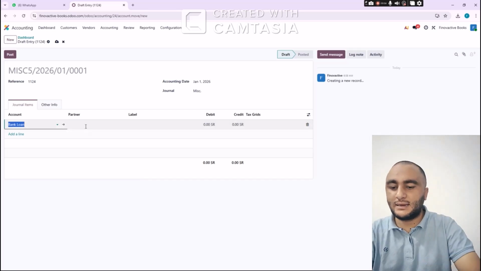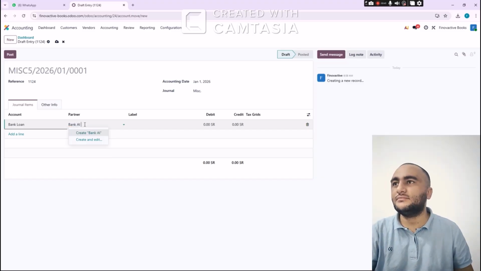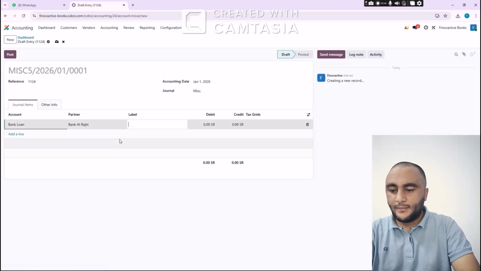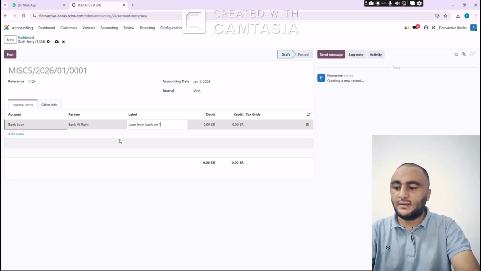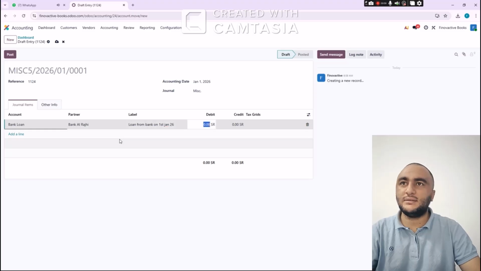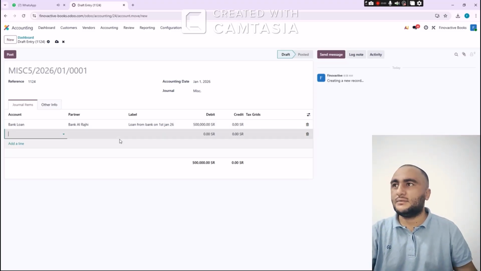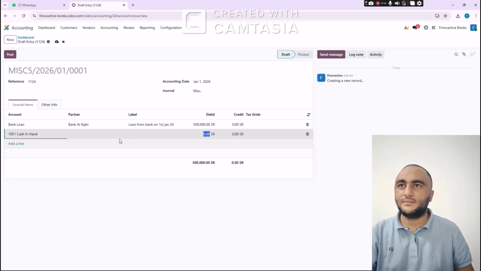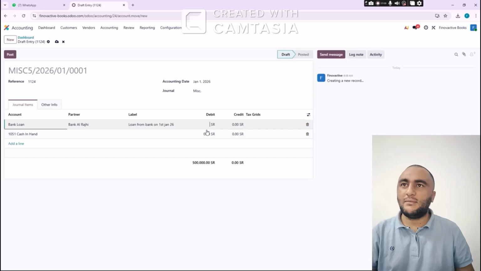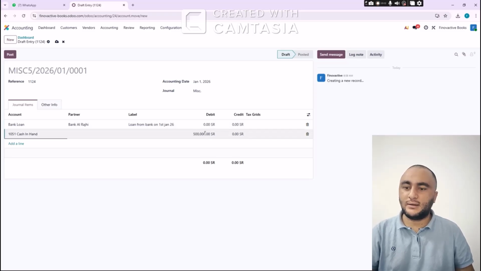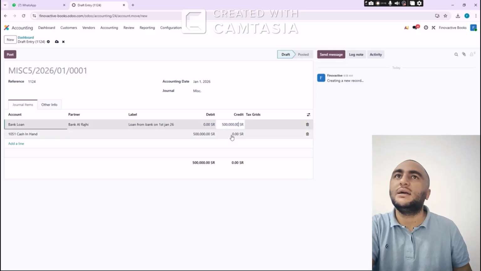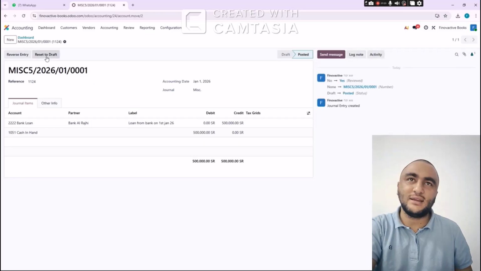So the partner was the bank. Let's say this was provided by the bank. The bank provided us a loan, so label: loan from bank on 1st Jan 26. This was our loan, 500,000 again, and cash in hand was debited, and the liability of the same amount was credited. So our entry is matching again. Now you can post this entry, and the same way you can reset it if you have to edit anything here.